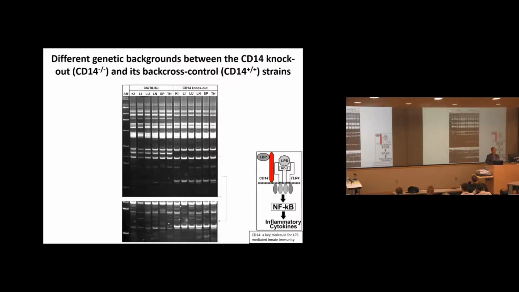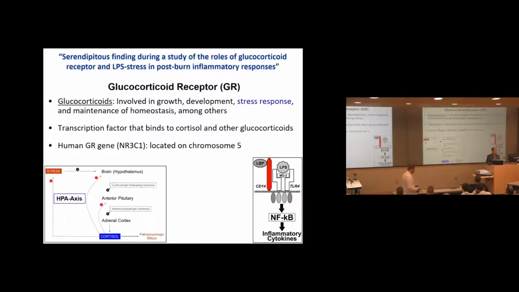But using the same genomic landscaping technologies, as you can see here, CD14 and its backcross control strain do not have identical genetic background. It's so obvious that they do not have identical genetic background. And in addition to this, we found some more interesting data, and we dissected further. So we just happened to find this.